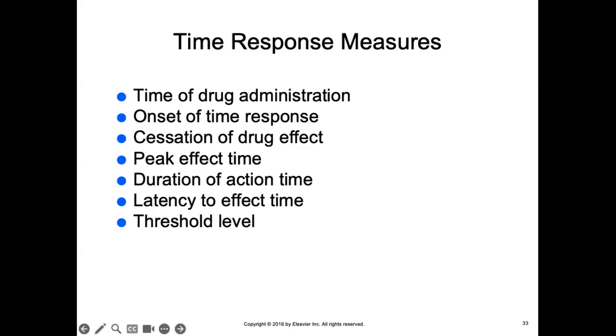The peak effect occurs when receptors are maximally activated. This effect is determined by the rate of movement of the drug to the site of action and removal of the drug from the site of action.